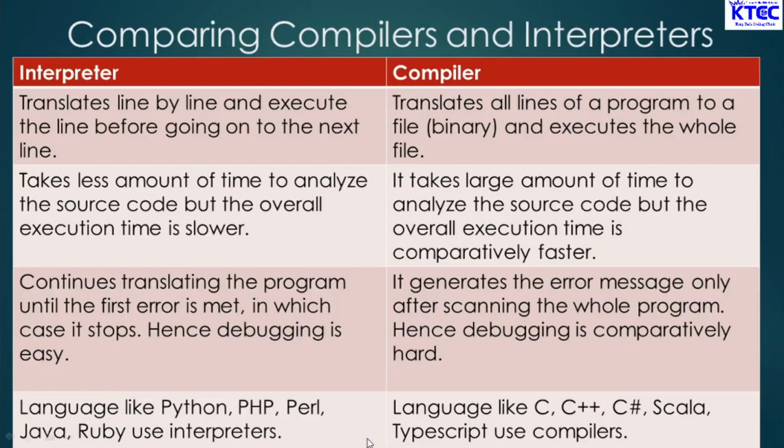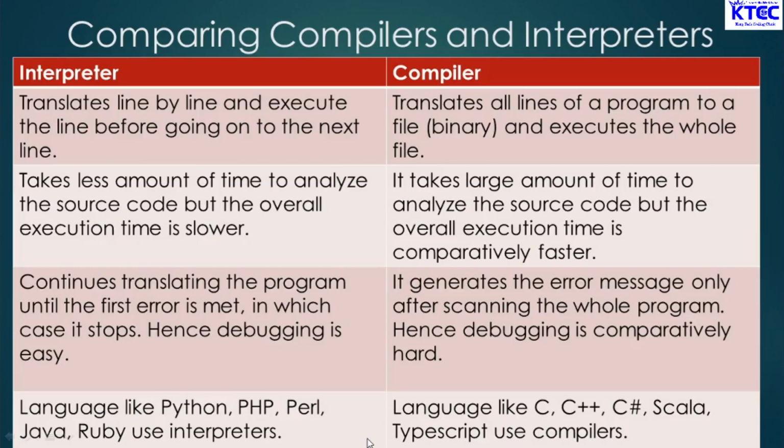Less amount of time to analyze code. What it means is that if there is an error during the runtime, it will detect the error. So this makes it take less time to analyze the source code. But the overall execution is slower because it takes time to go through every line of code. So, in fact, the overall execution is very slow. If you have many lines, it wouldn't be easy.